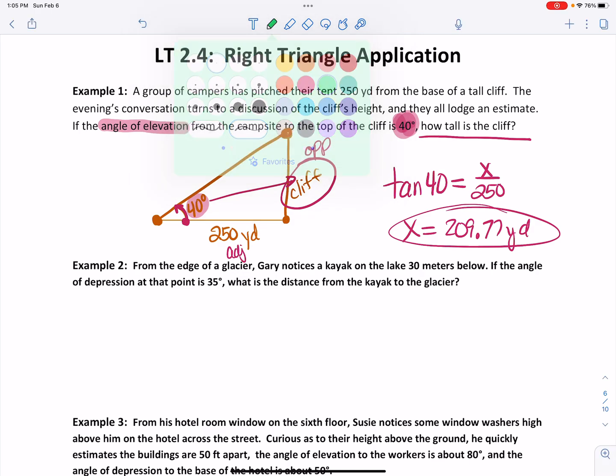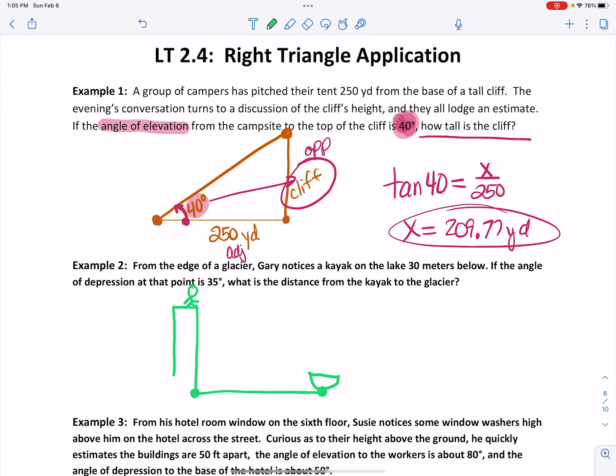On the next one, from the edge of a glacier, Gary notices a kayak on the lake 30 meters below. Here is the lake, here is the kayak, here is Gary up on top of the glacier, and he notices it 30 meters below. That is at a right angle. That's saying this is 30 meters below where he is standing. So the height from Gary to where the kayak is, is 30 meters. You've got to be very careful with that. It's not at an angle.